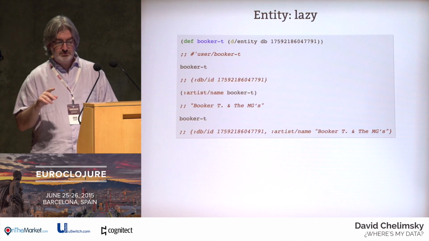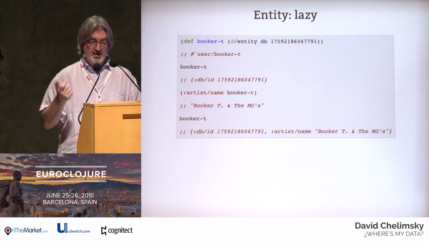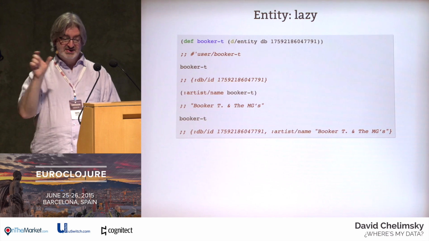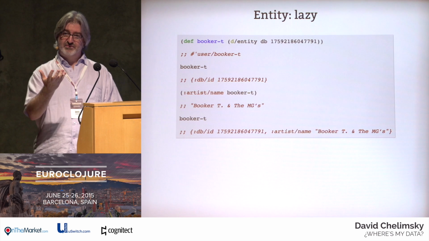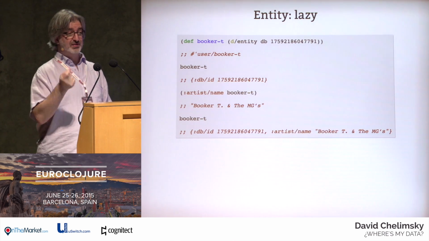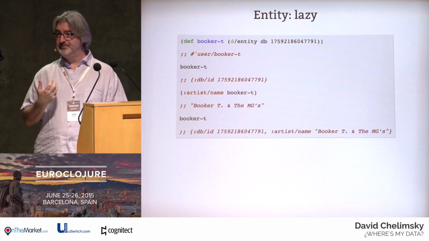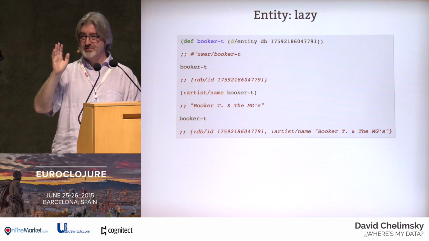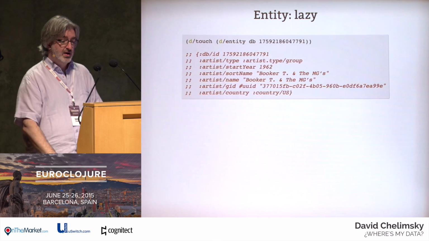So now if we were to def that entity to a var named Booker T, and then we looked at the value of that var, we'd see it's just got DBID. That's all that it's got loaded right now. Now, if we were then to ask it for the artist's name, we'd get that value back from that function. But also, if we look back at the entity, it now has artist's name loaded into it. So it loads these things in, and they're available. You can ask for them anytime, but they're actually not loaded into the object until you ask for them.